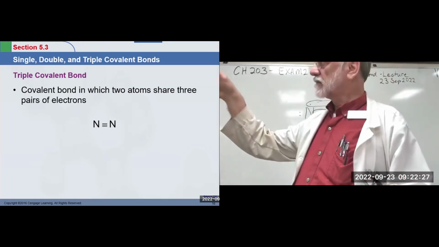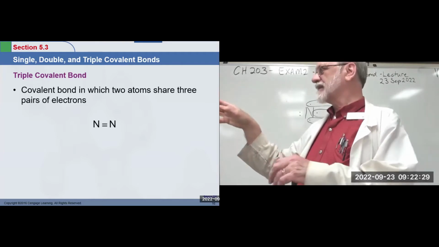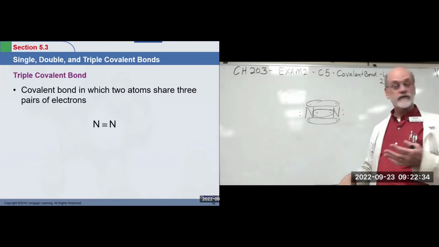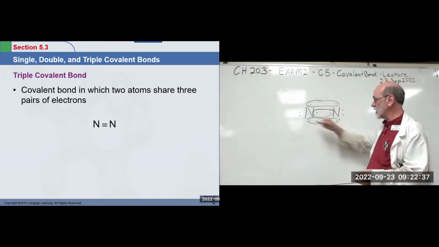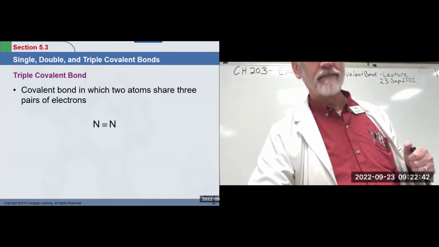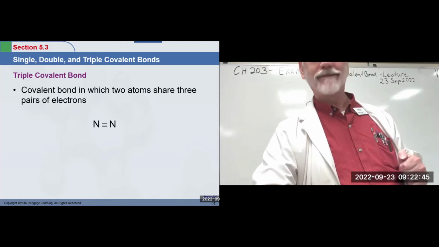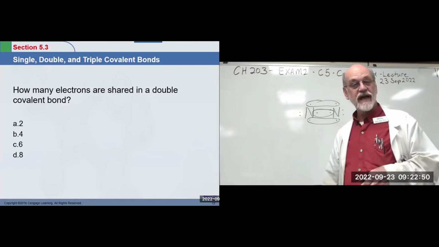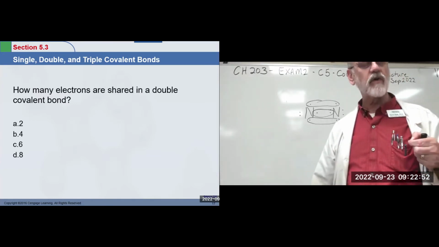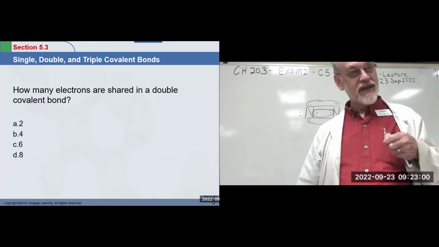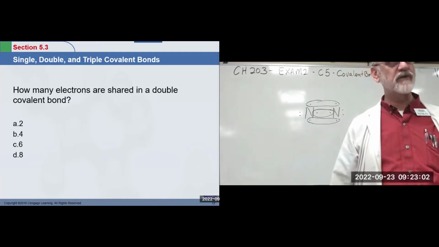Now that one, I guess it's passable, but it's missing its lone pairs, right? If we drew a Lewis dot structure for that, it needs these 2 over here and these 2 over here to be complete, right? How many electrons are shared in a double covalent bond? A double bond? 4, yeah. 2 pairs, 4 electrons.